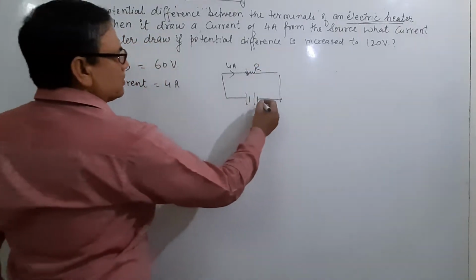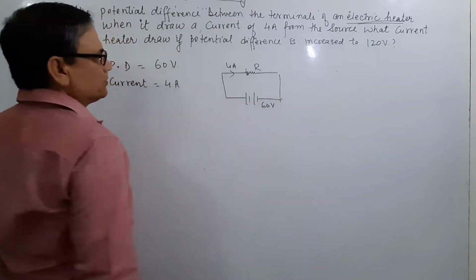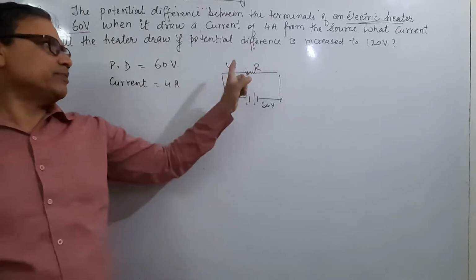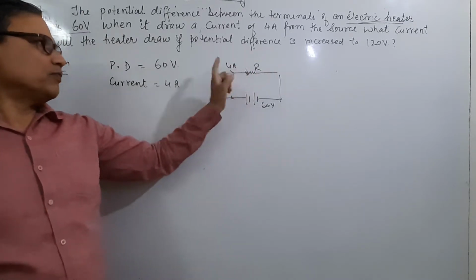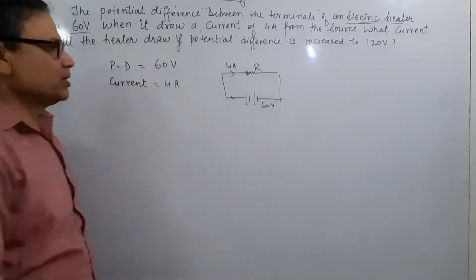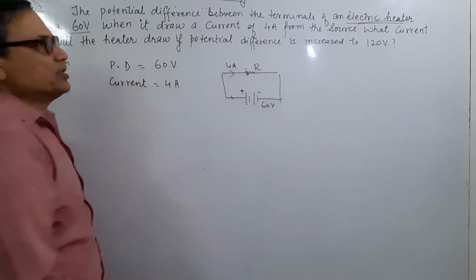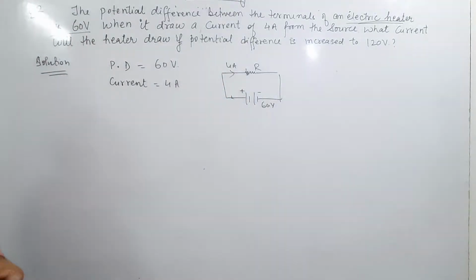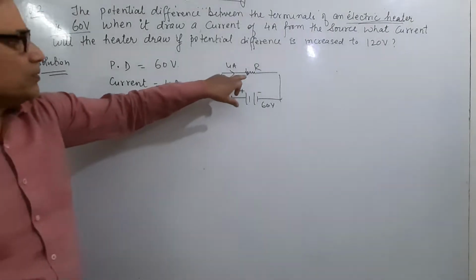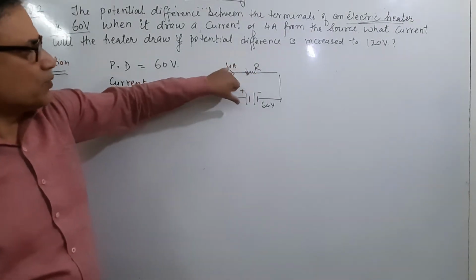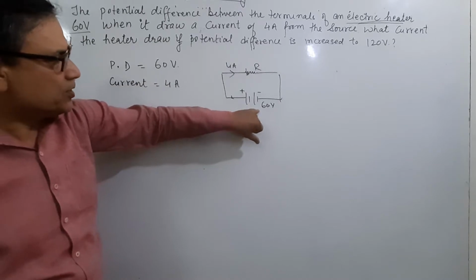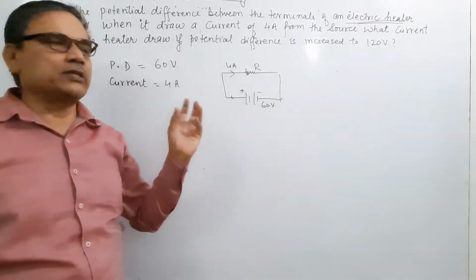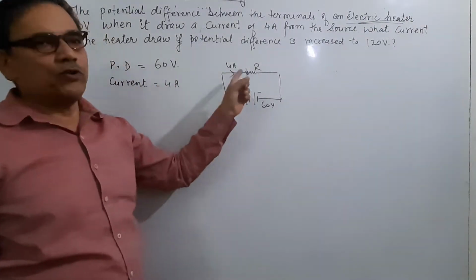and this potential difference is 60 volt, and we know the resistance of the same heater is the same. This heater draws a current of 4 ampere at a potential difference of 60 volt. Then what is the resistance of this electric heater? If the current passed through the circuit is 4 ampere through a potential difference of 60 volt, and this heater has some resistance, what is the resistance of this heater? Means first we have to find out the resistance.